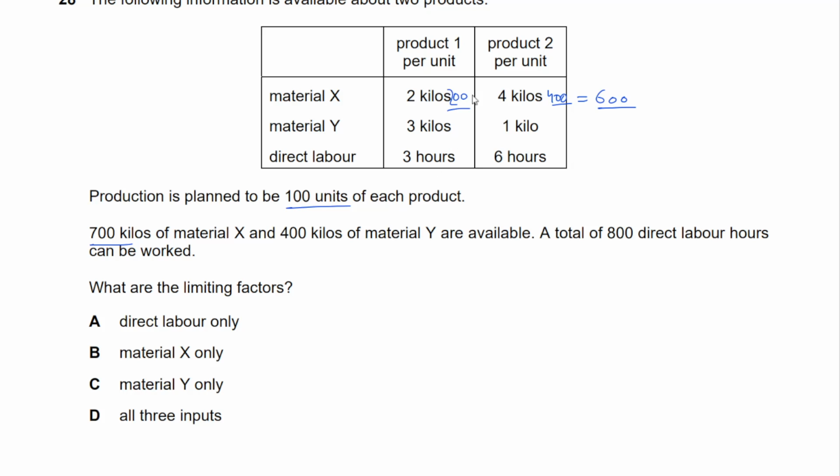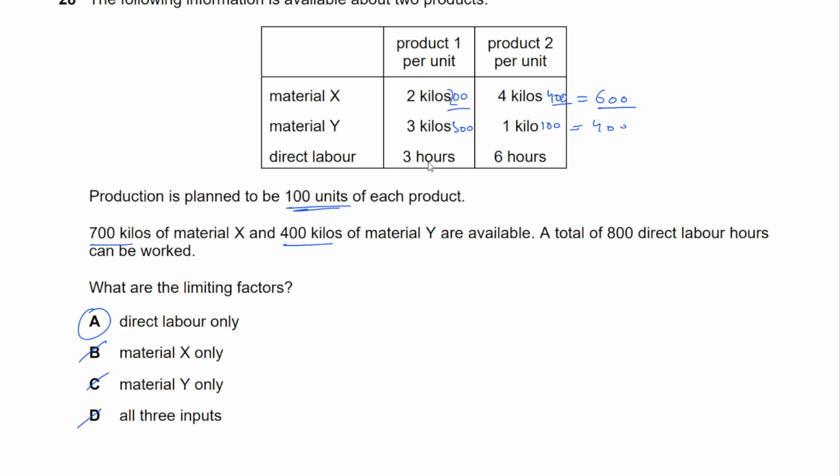What about material Y? For product 1, we need 300 kilos in total. For product 2, we need 100 kilos in total because I'm making 100 units, right? In total, we need 400, and that's exactly what we have, right? I believe the only option is going to be direct labor only, because this is not true. We know this is not true, and it cannot be all three because these two definitely aren't. Still, let's have a look at it.